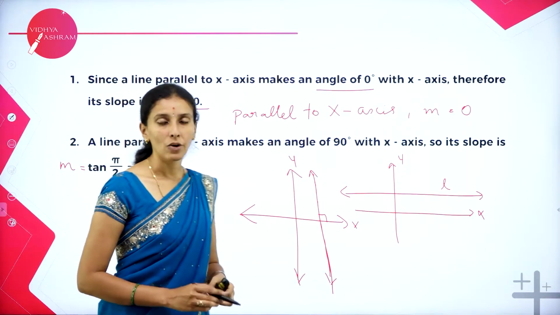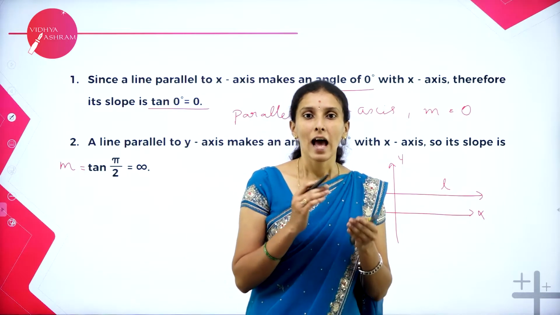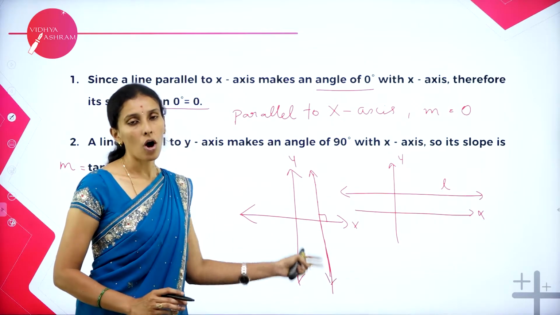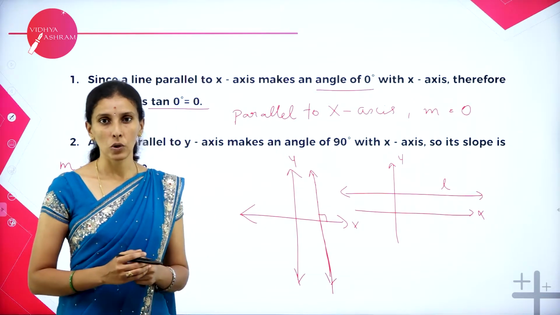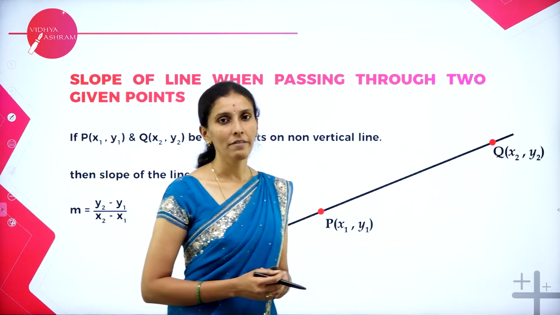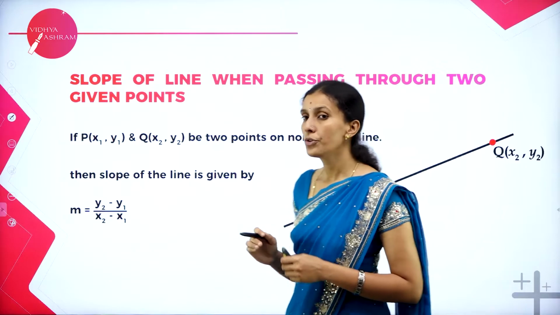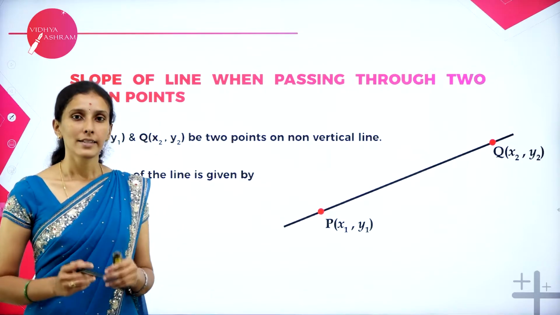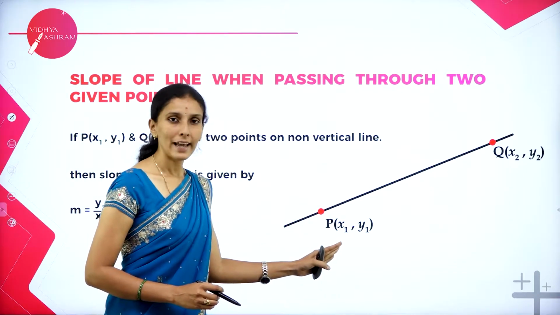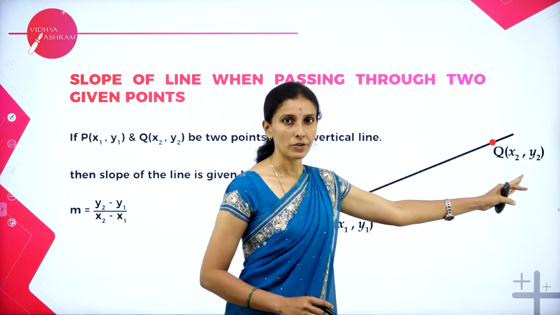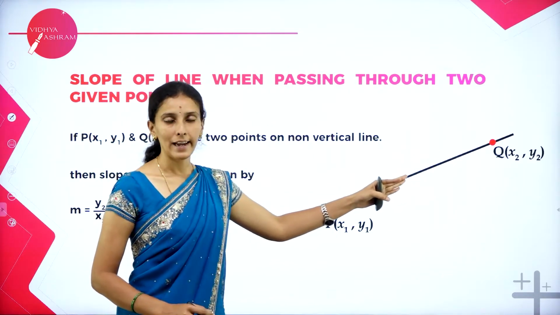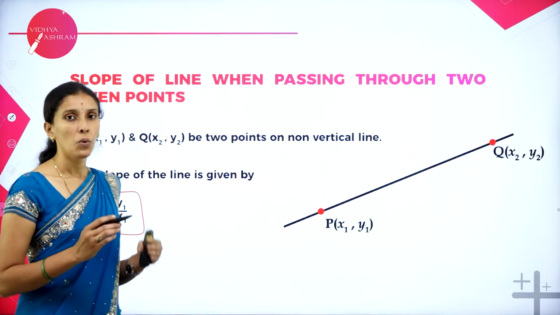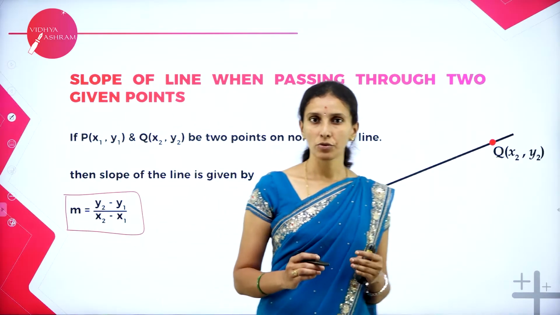So what we can conclude: a line parallel to the x-axis has its slope equal to 0. A line perpendicular to the x-axis, or parallel to the y-axis, has a slope of infinity. Next we have the slope of a line passing through two given points. How to calculate it? Suppose I have two points P(x1, y1) and Q(x2, y2). The slope of the line is given by y2 minus y1 divided by x2 minus x1.